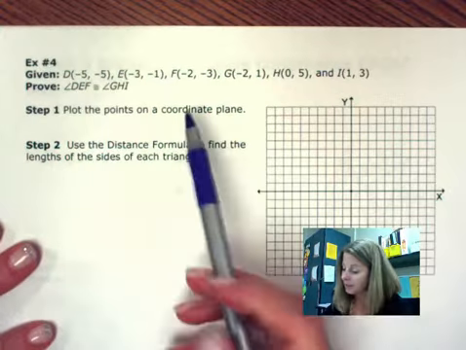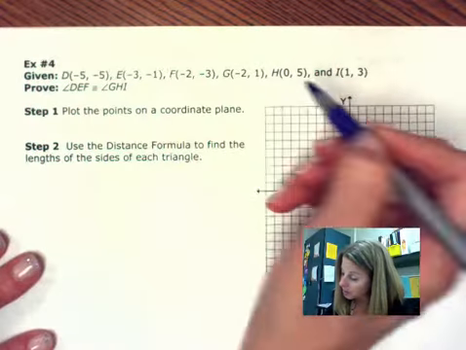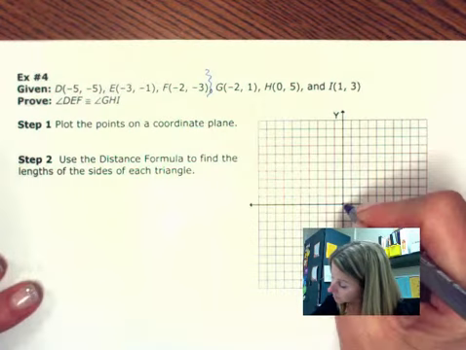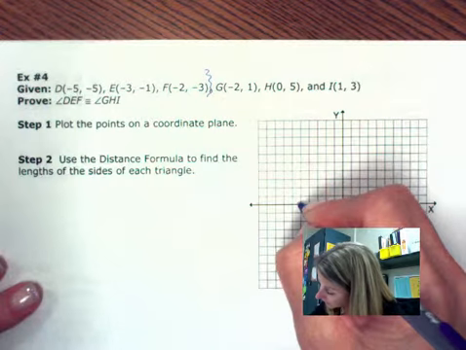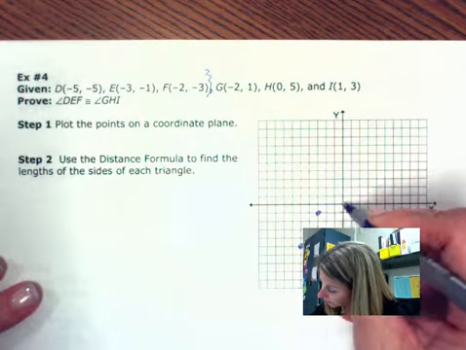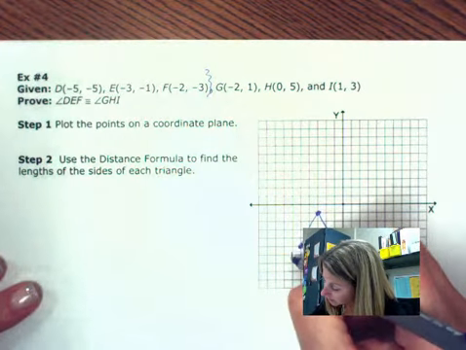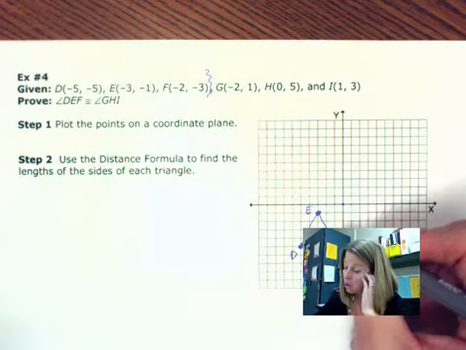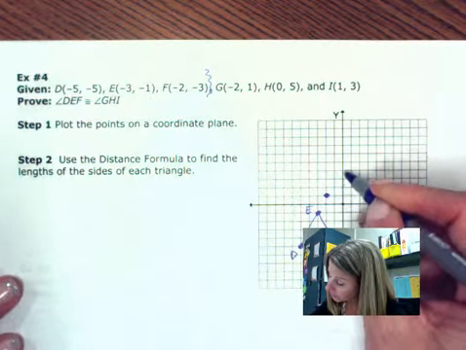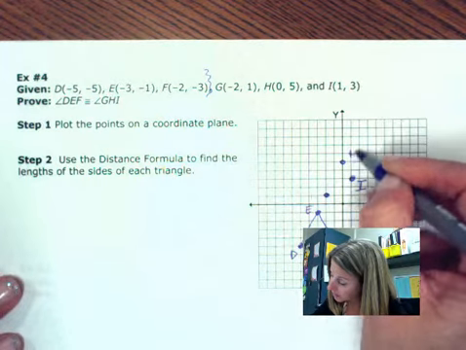We are going to be given a bunch of ordered pairs. We're trying to prove DEF is congruent to GHI. So what I'm going to do is separate down here. These first three are a triangle, and then these next three are a triangle. So let's plot those. So -5 would be right here. And then -3, -1 is right here. And then -2, -3. Okay, so this is D, E, and that was F. And then the second triangle would be -2, +1, 0, 1, 2, 3, 4, 5, and then 1, 1, 2, 3. So that's I, this was H, and that's G.